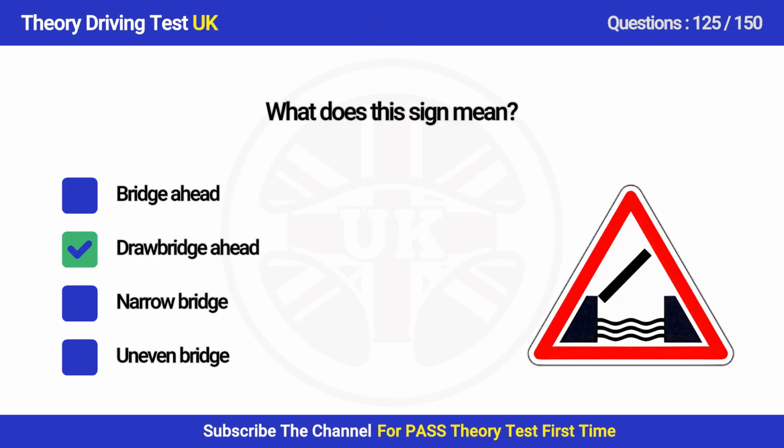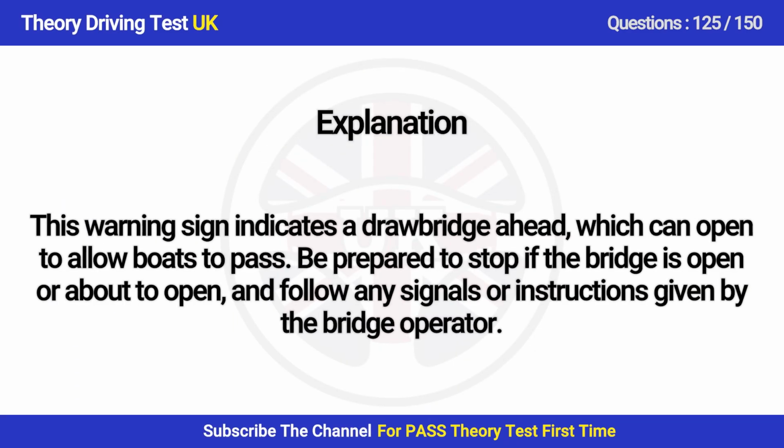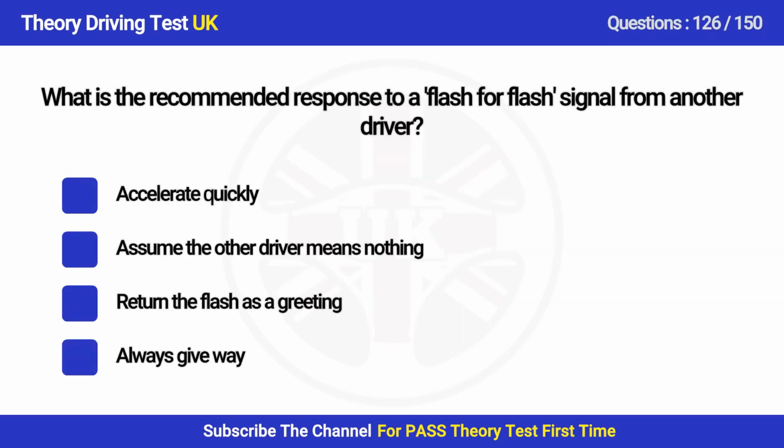Answers is B. Drawbridge ahead. This warning sign indicates a drawbridge ahead, which can open to allow boats to pass. Be prepared to stop if the bridge is open or about to open, and follow any signals or instructions given by the bridge operator. Question 126. What is the recommended response to a flash for flash signal from another driver?